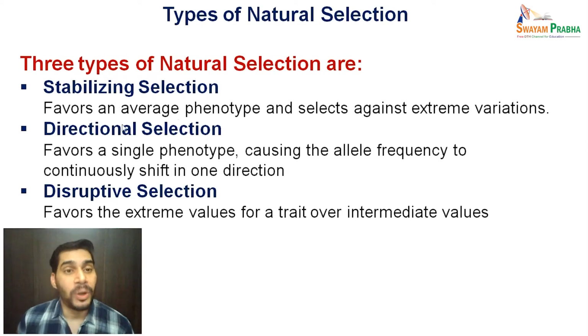The second type, called directional selection, favors a single phenotype, causing the allele frequency to continuously shift in one direction. So it keeps on changing in one direction. The third type, called disruptive selection or diversifying selection, favors the extreme values for a trait over the intermediate values. So it is totally in contrast to stabilizing selection. Here, the extreme values are favored, whereas the intermediate ones are eliminated.